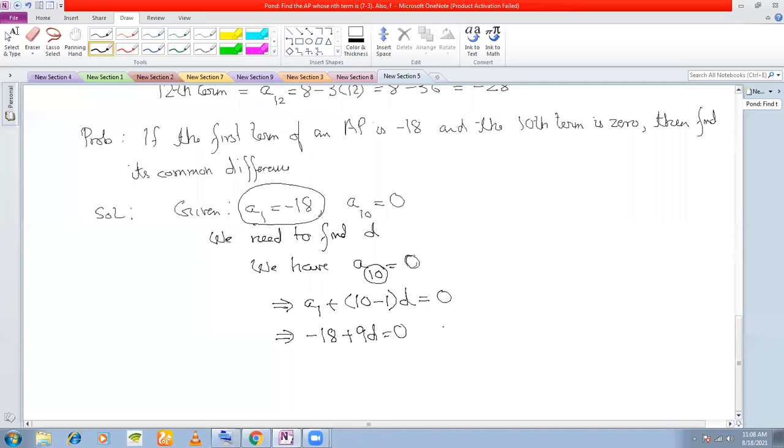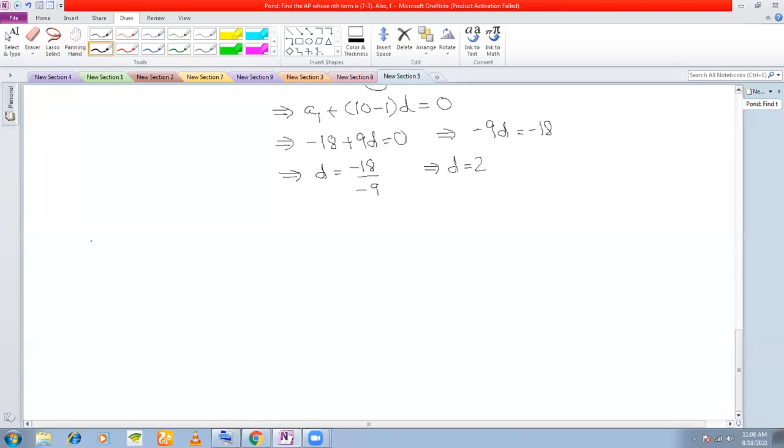Now we can find d from here. This is a simple equation. So minus 9d is equal to minus 18. That means d is equal to minus 18 by minus 9. Then d is equal to 2. And that's the common difference. Fine. Okay.